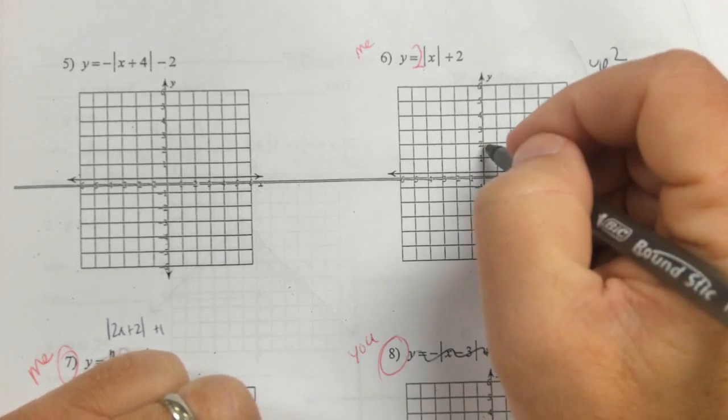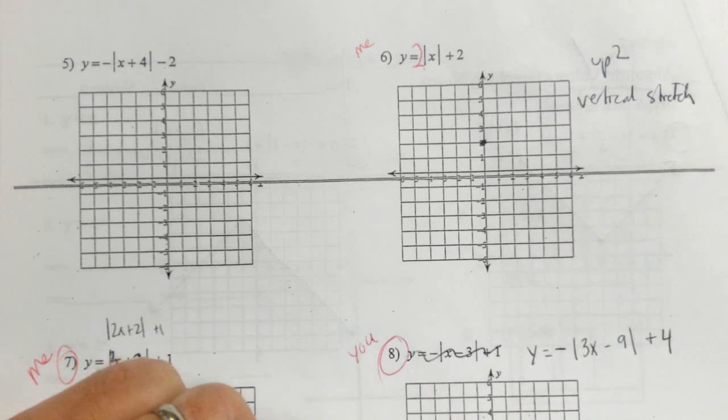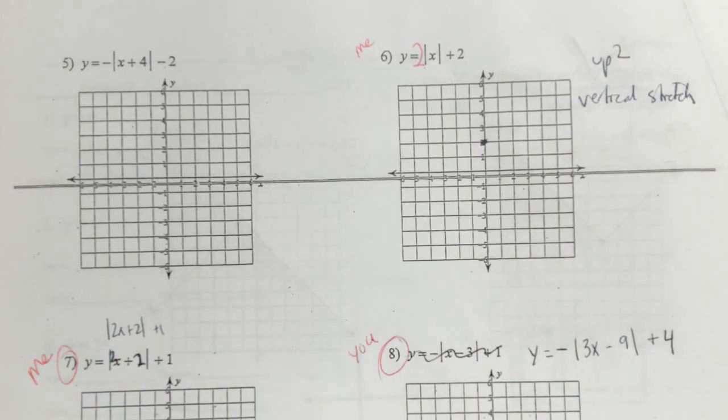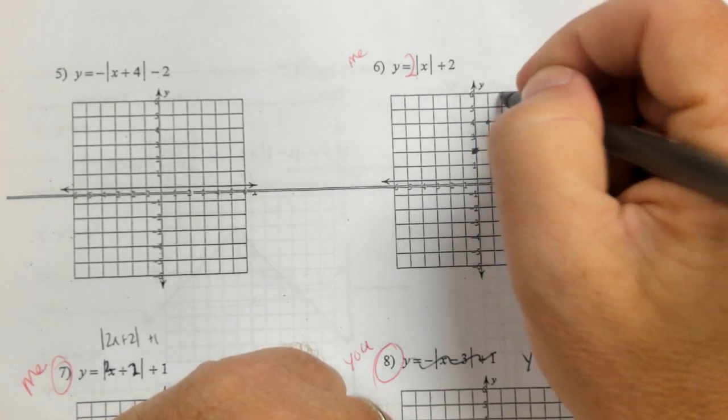Okay, so up 2 to start with, and then a vertical stretch after that. So our slope, quote, slope, up 2 over 1. Stretch it out.